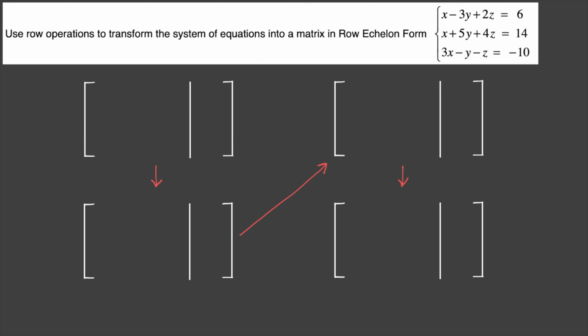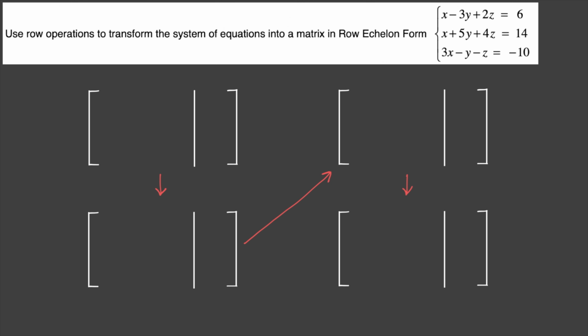to put this system of equations in row echelon form. The first step is to write this as an augmented matrix. So we're going to write 1, -3, 2 and 6. I'm just looking at the coefficients here. Next is 1, 5, 4, and then 14. And then lastly, the bottom equation, 3, -1, -1, and -10.